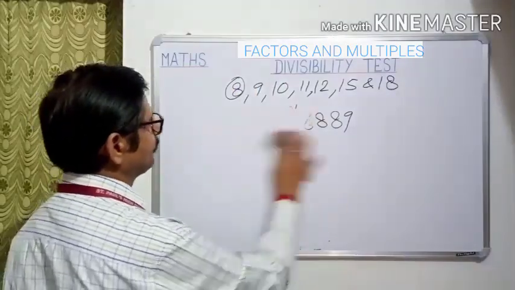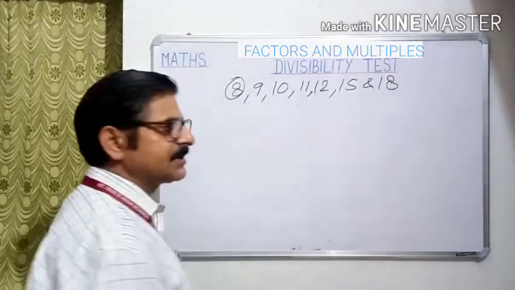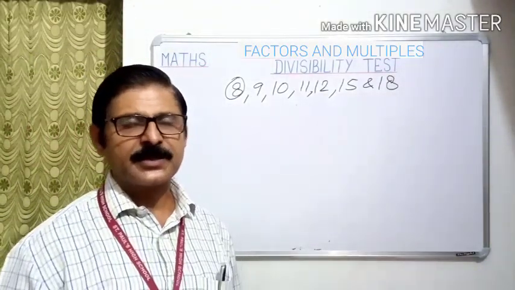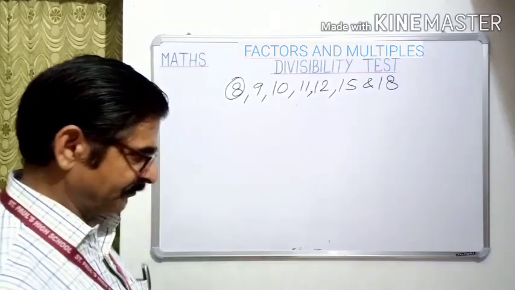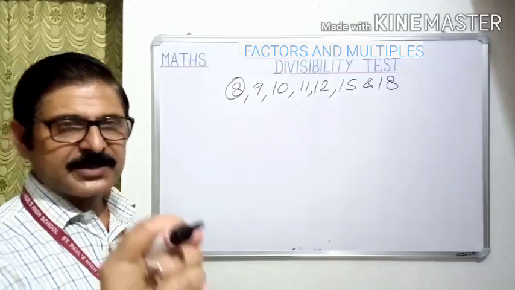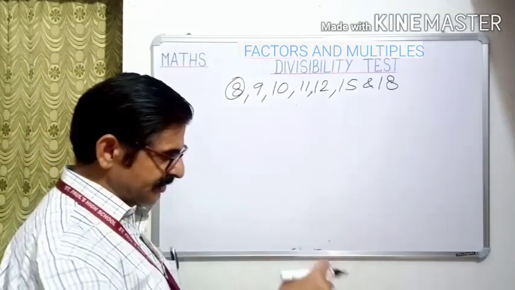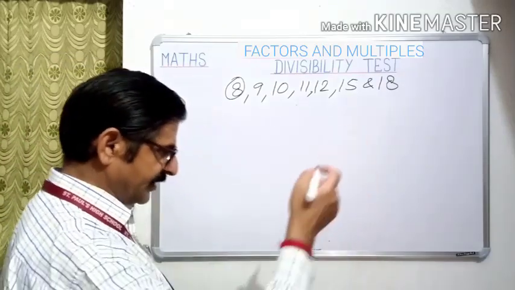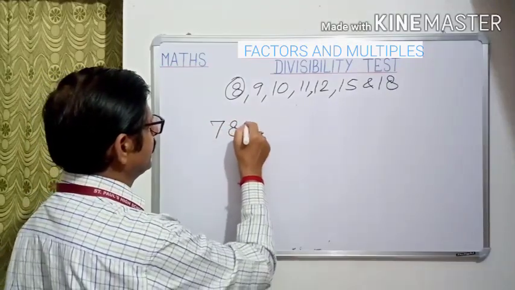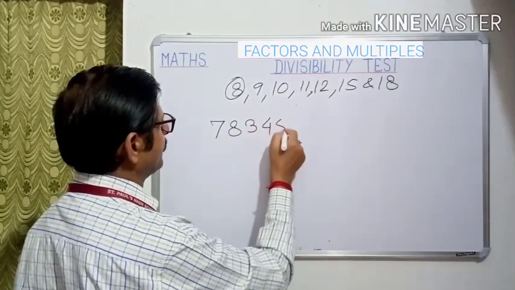Now for 9. A number is divisible by 9 if the sum of its digits is divisible by 9. Let us take one example, say 78345.